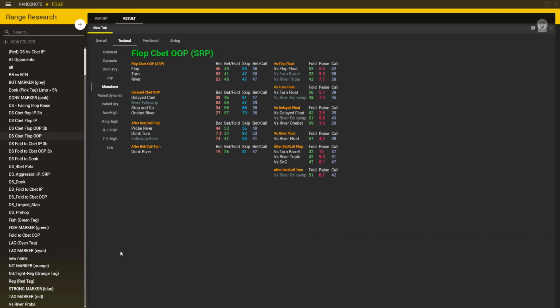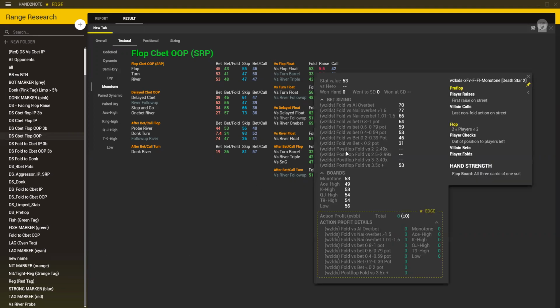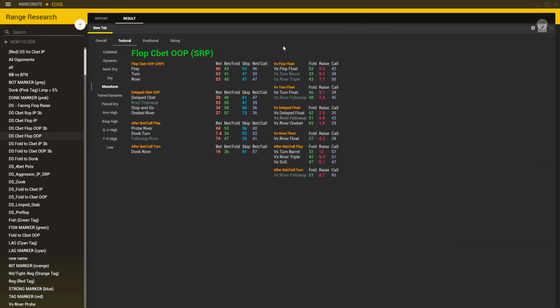So you can see float bet flop mono, we are just printing money with 53% fold equity. If we break that down by sizing, half pot bet, generating folds 53% of the time when the break-even threshold is 33. It's completely ridiculous, really, in terms of just clicking a button and printing some money there.